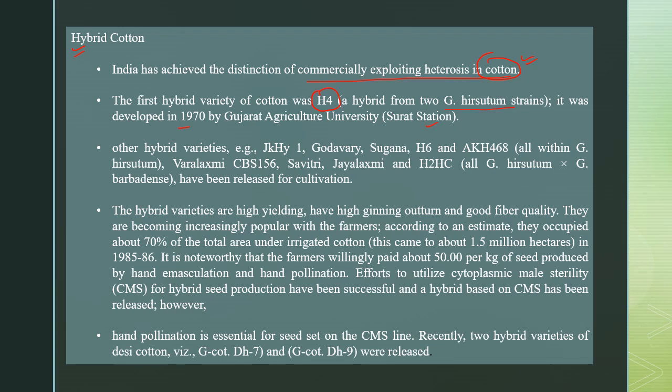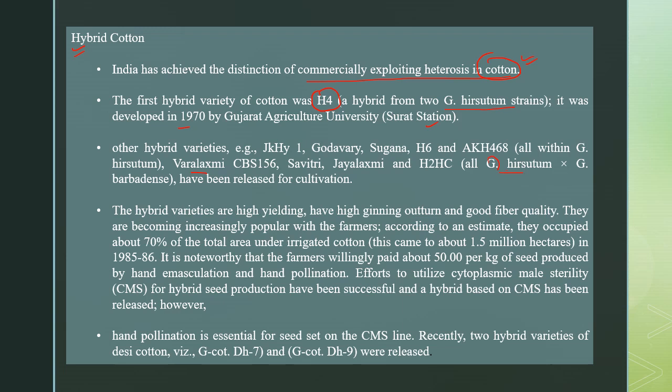Other hybrid varieties like JK Hybrid 1, Godavari, Sugana, H6, etc., were all Gossypium hirsutum hybrid varieties. That means the intervarietal cross. Bharalakshmi, CB156, Savitri, Jayalakshmi, H2HC: these all varieties were developed by interspecies cross. That means Gossypium hirsutum into Gossypium barbadense.